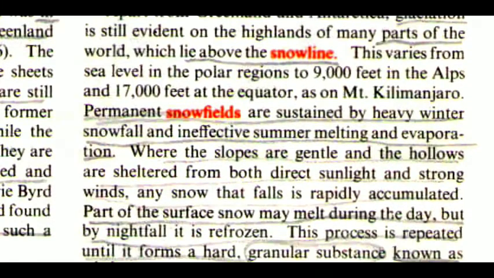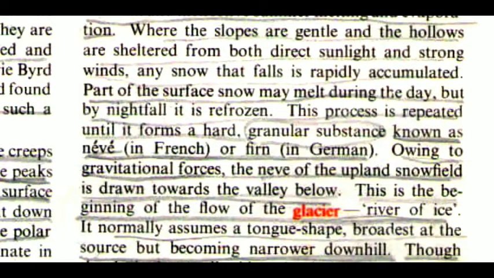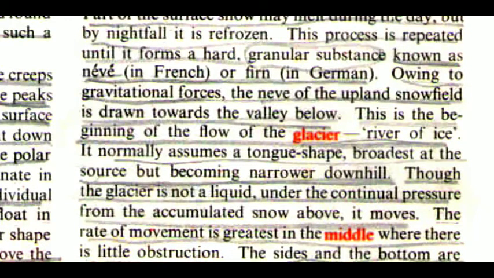Permanent snowfields are sustained by heavy winter snowfall and ineffective summer melting and evaporation. Where the slopes are gentle and the hollows are sheltered from both direct sunlight and strong winds, any snow that falls is rapidly accumulated. Part of the surface snow may melt during the day, but by nightfall it is refrozen. This process is repeated until it forms a hard, granular substance known as névé in French or firn in German. Owing to gravitational forces, the névé of the upland snowfield is drawn towards the valley below. This is the beginning of the flow of the glacier, a river of ice.